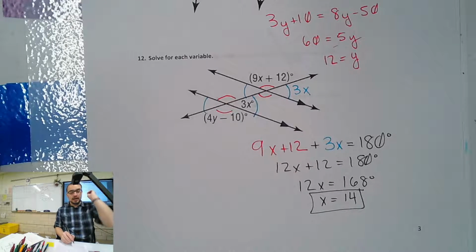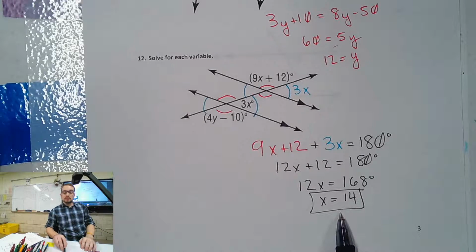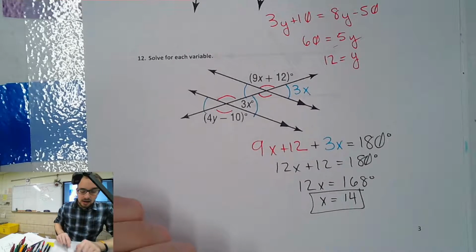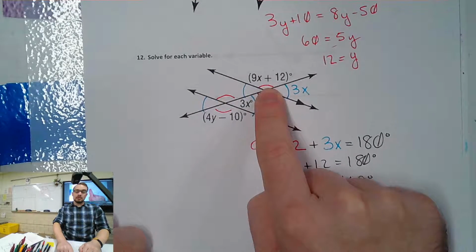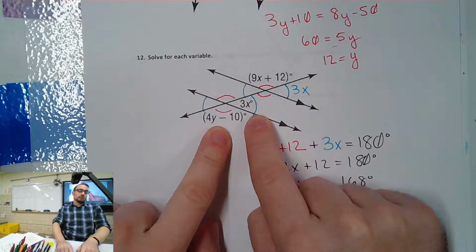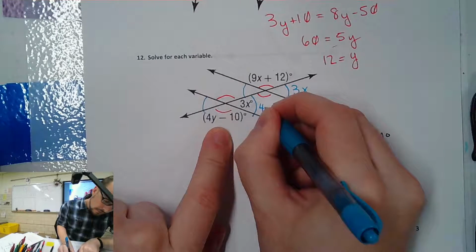Now we need to find y. How are we going to do that? Yeah, go ahead, Alicia. Solve for x first. We found x. Well, put it into the... Yeah. So I'm going to put it into this one because, one, that's easy to do, easier than this, right? Also, I know those are supplementary, right? So if I do 3 times 14, that's going to be 42.